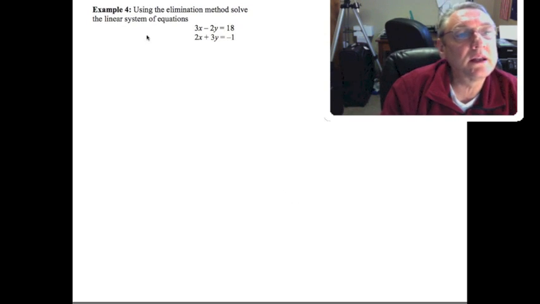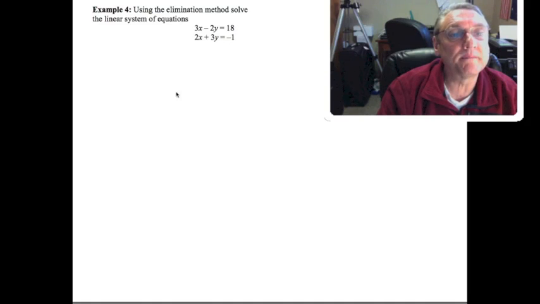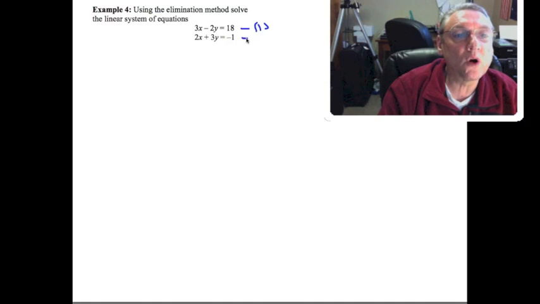In this case, let's use the elimination method to solve the linear system of equations: 3x minus 2y equals 18, and 2x plus 3y equals negative 1. Now notice that we haven't got really a good set of numbers here. It looks like we're going to need to change both equations by finding a least common multiple for these two equations.